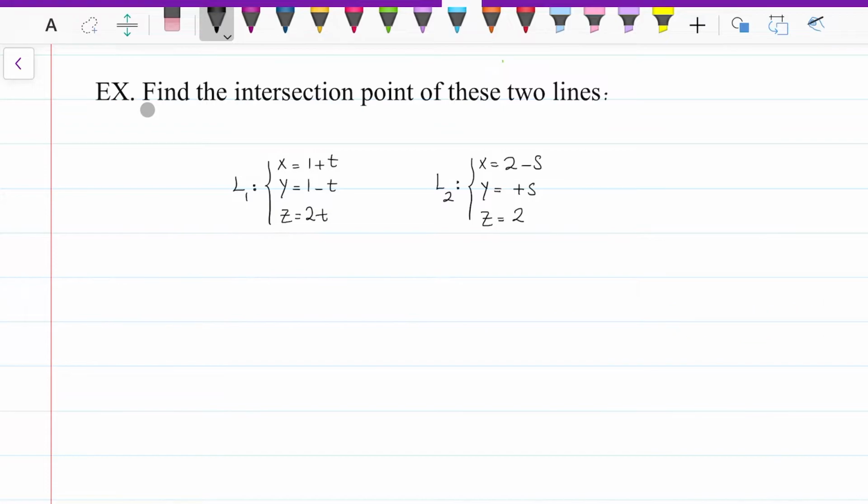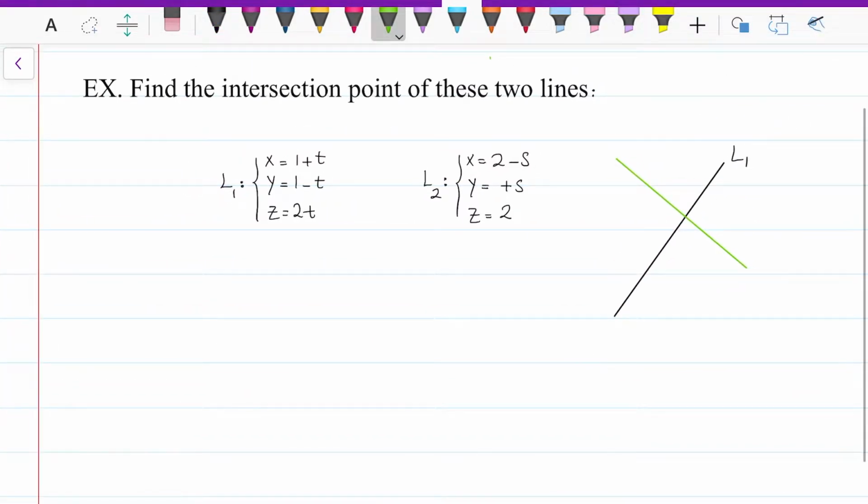I would like to solve this question. Find the intersection point of these two lines. I'm given parametric equations of two lines. So I have one line in here, L1. I have another line in here, let me call it L2.